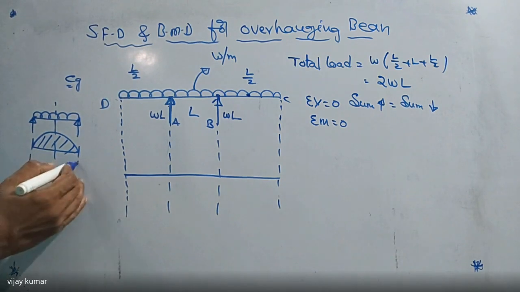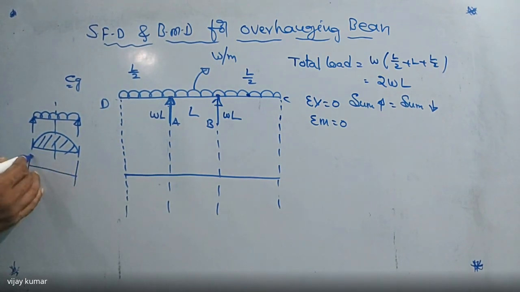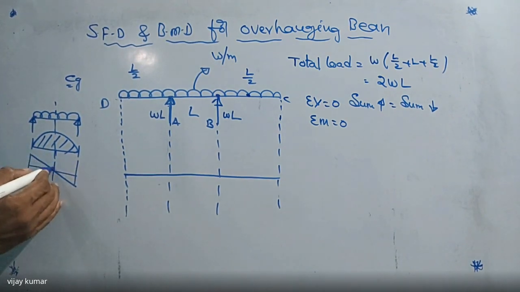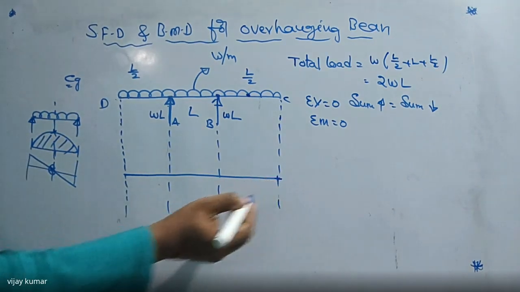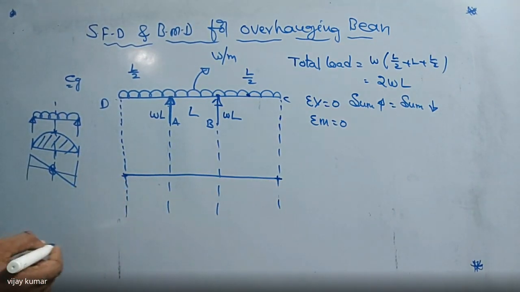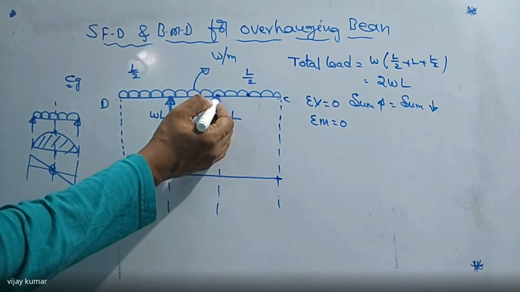And the shear force diagram is like this. At this point, shear force is zero, and at this point, bending moment is maximum. I have already told you in yesterday's class. So remember these two, the shear force and bending moment diagram for simplicity. What is the bending moment here? Zero. What is the bending moment here? Zero. So it is a uniformly distributed load.